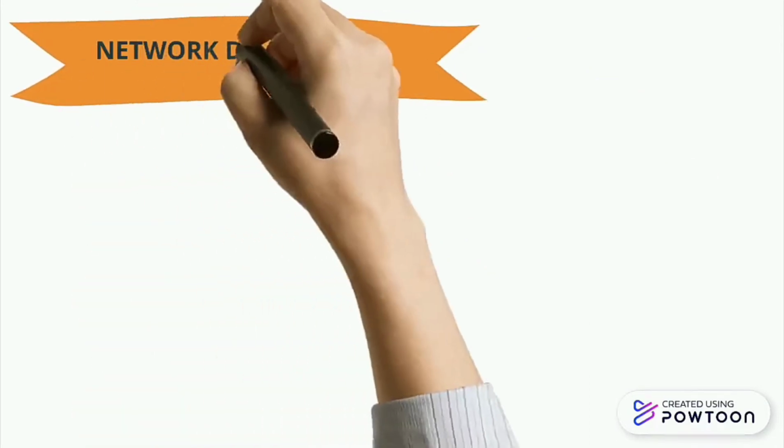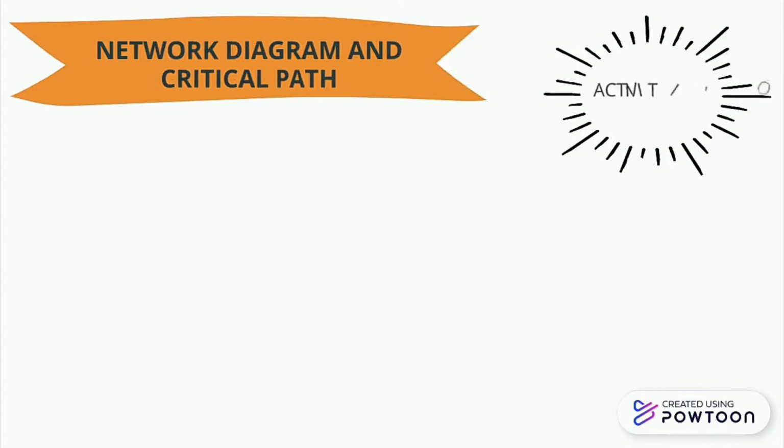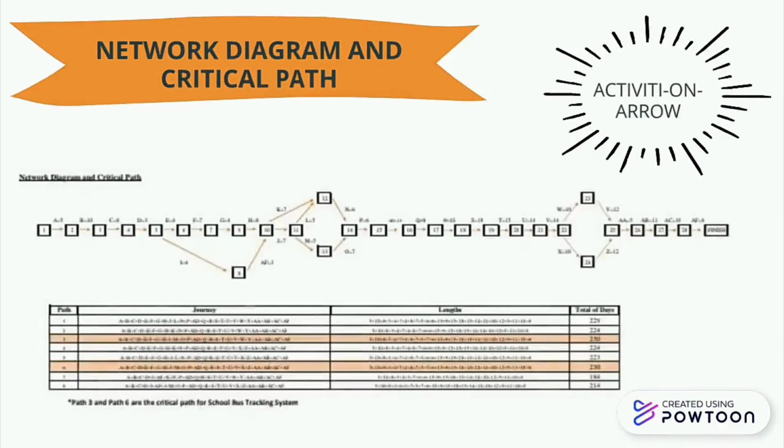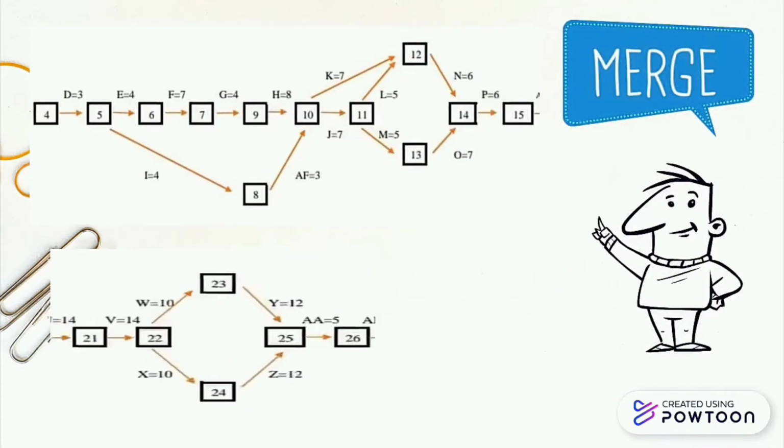Next, I will explain the network diagram and critical path. We have chosen the activity on arrow method in the diagram. From the network diagram, we have merged some activities, for example, from activity number 5 to activity number 8 and to activity number 10, which did not go through activities 6, 7, and 9.